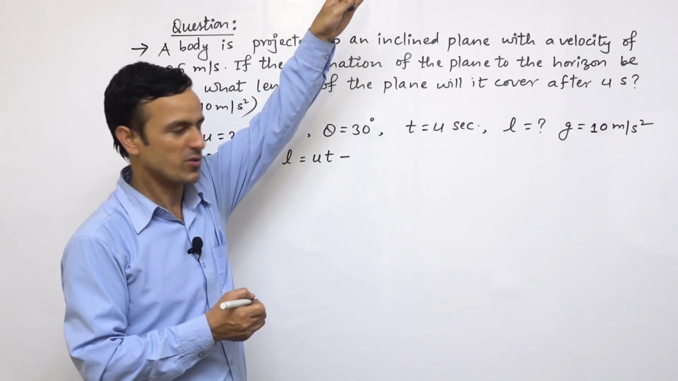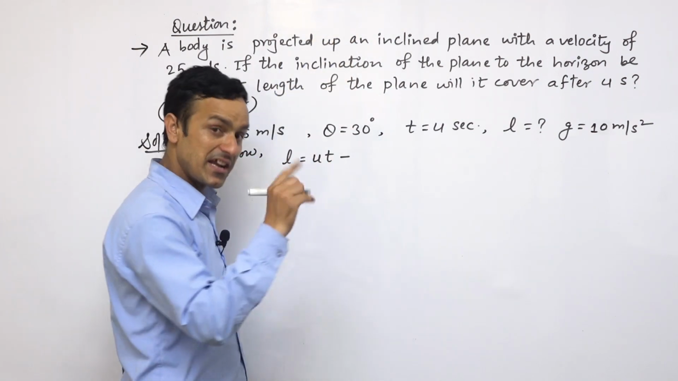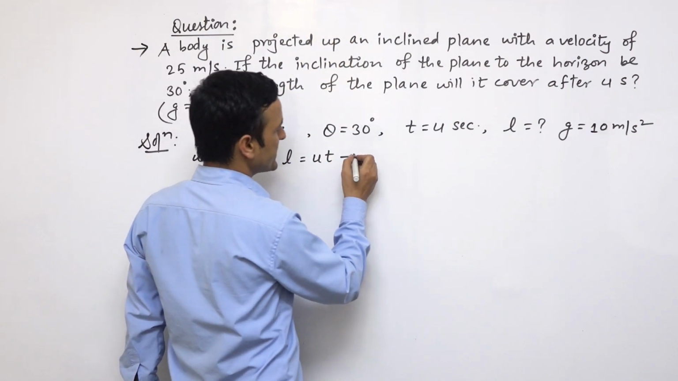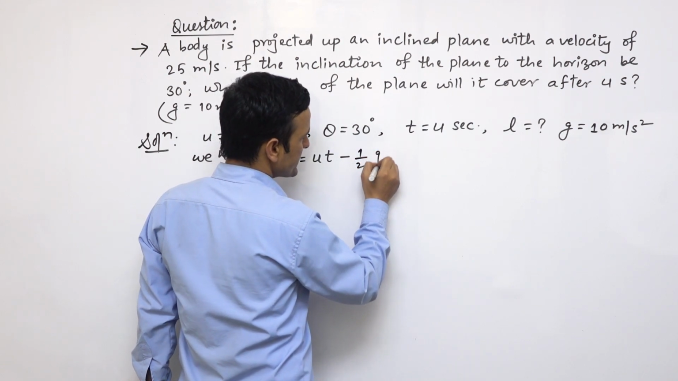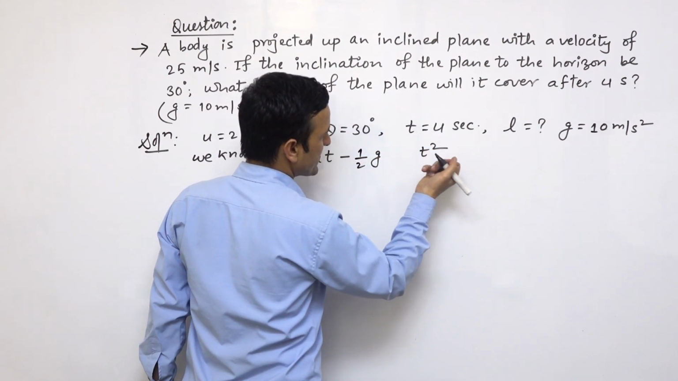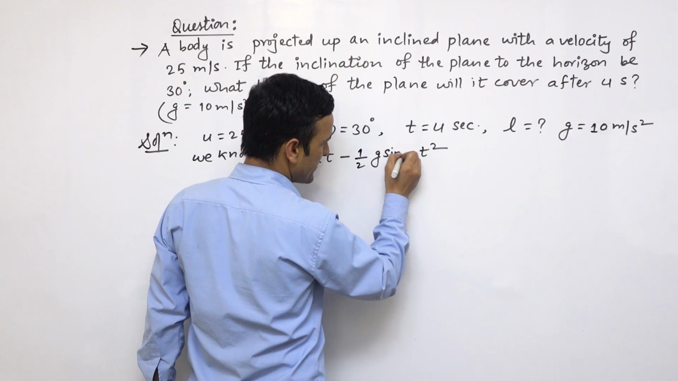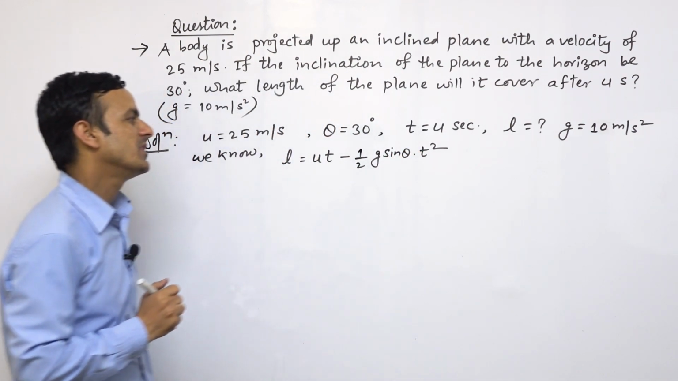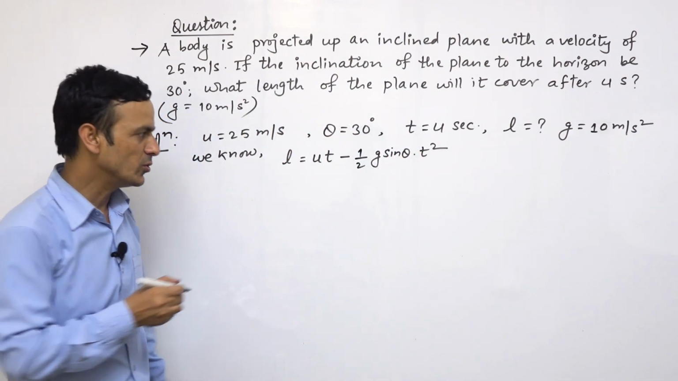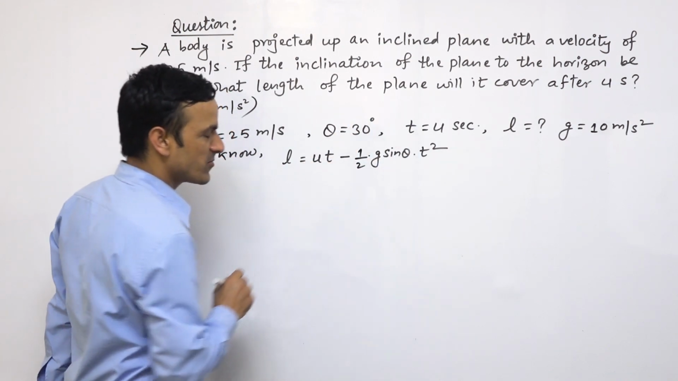यो माथितिर project भएको छ. So that's why it is against the gravity. So minus half g t square. But g को ठाउँमा अब के लेख्छौं हामी यहाँ sin theta लेख्छौं. Half g sin theta into t square. So this is the formula.